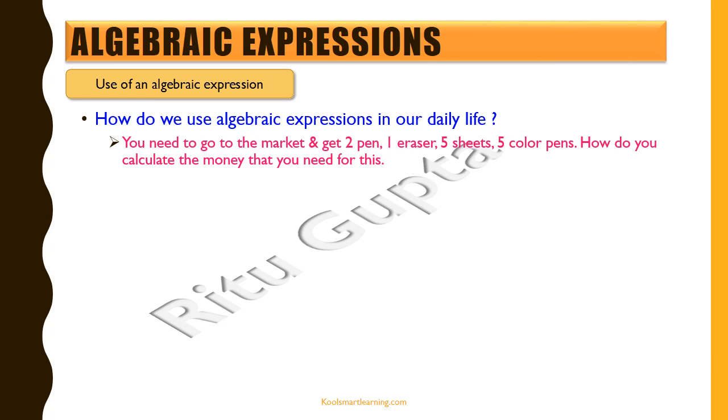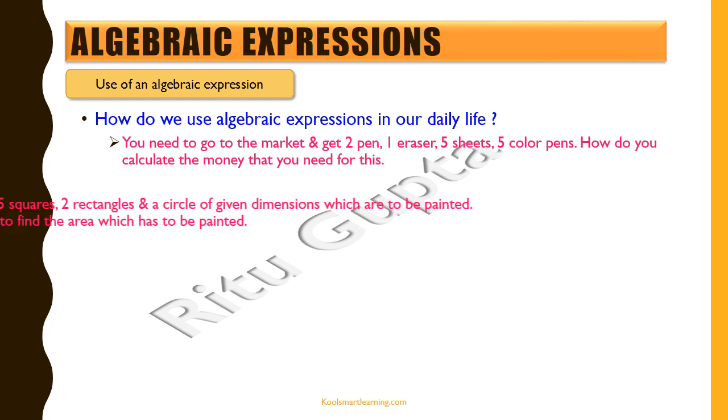Now supposing at the last minute you decide that you want to take a different pen. You don't want to take the pen that you decided to take in the beginning. Now you want to change the pen. So the expression remains the same, you just change the value of p to the new value, and then you'll get the total cost using the same expression. So that is one of the applications where you use algebraic expressions in our day-to-day life.